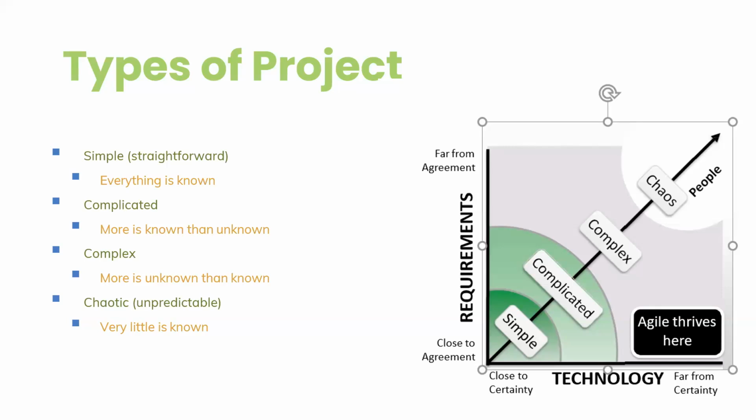So for simple projects, everything is known. For complicated, more is known than unknown. For complex, more is unknown than known. And for chaotic, very little is known. You don't know what the customers are thinking. You have an idea of what the customers are thinking, so act based on that idea. Let the customer give you feedback, go back to the drawing board, do another cycle of mini projects, deliver again, and continue to iterate as you go on.